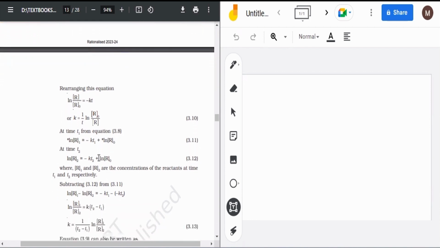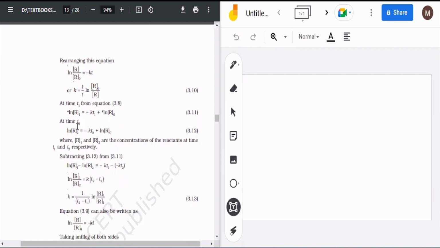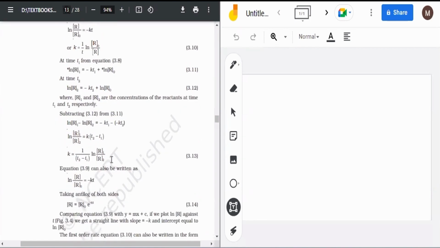Okay. At time t1, the concentration is this much. At time t2, it is this. So at any particular time, if you don't want to take R0 as the initial concentration, you can take R1 by R2, where R1 is the concentration at time t1 and R2 is the concentration at time t2. So k is equal to 1 upon (t2 minus t1) ln(R1/R2).